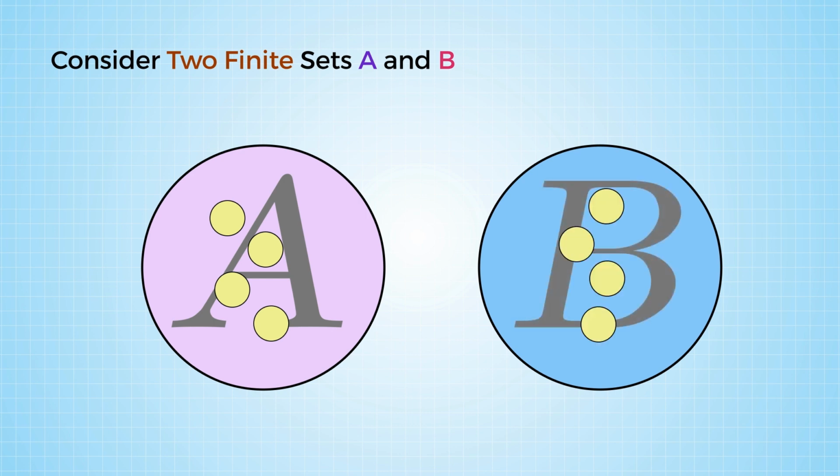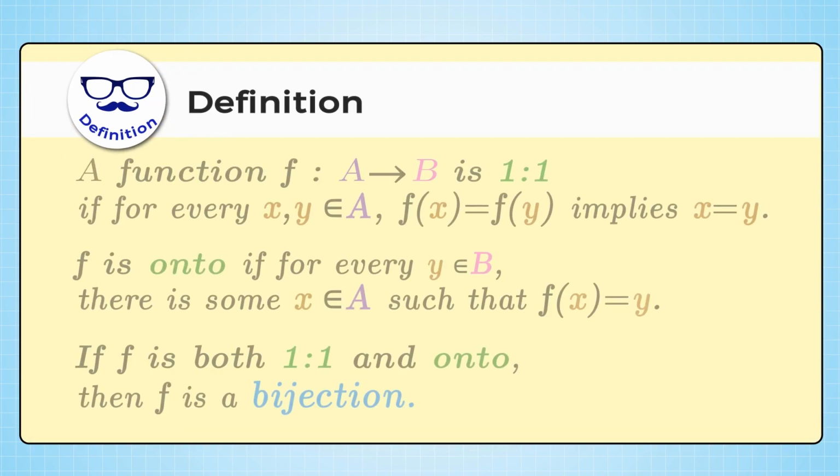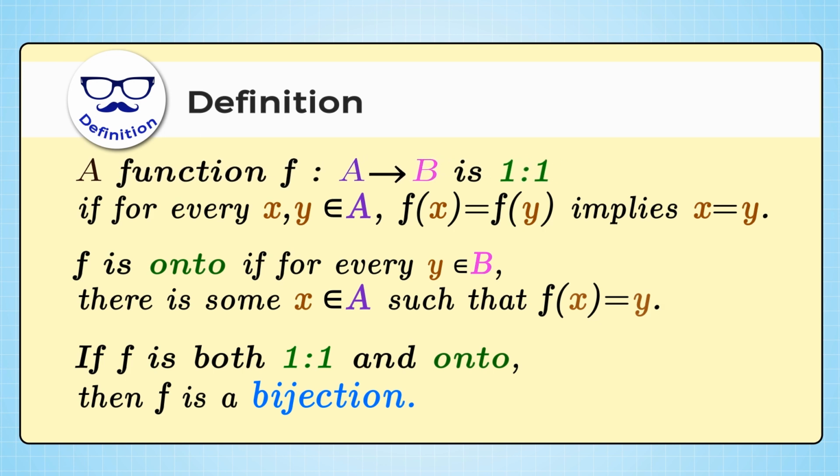Recall that a function f from A to B is 1 to 1 if for every x and y in A, f of x equals f of y implies x equals y. Whereas f is onto if for every y in B, there is some x in A such that f of x equals y. If f is both 1 to 1 and onto, then f is a bijection.